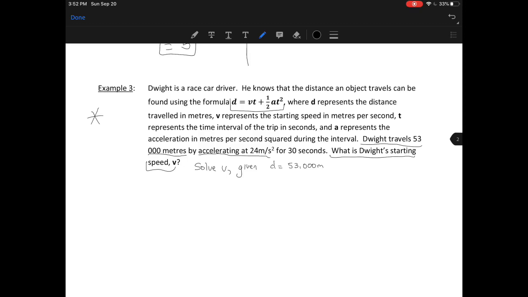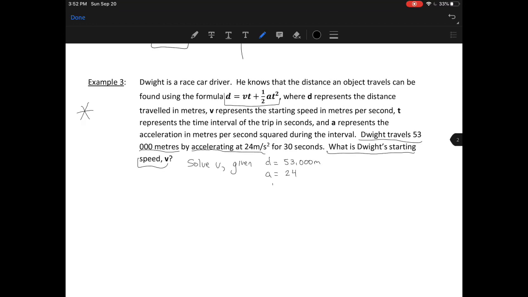They're telling us that he's accelerating 24 meters per second. So his acceleration is 24. And his time is 30 seconds. So we have to solve for V given all of those values. So let's write our equation. The equation was D is equal to V times T plus 1/2 AT squared.